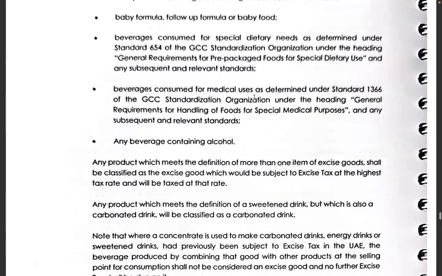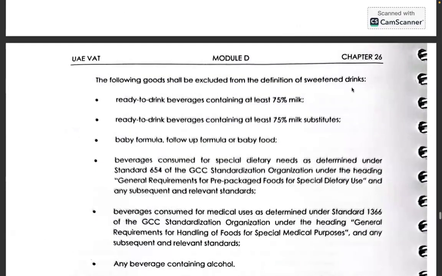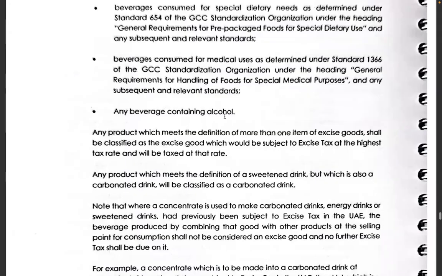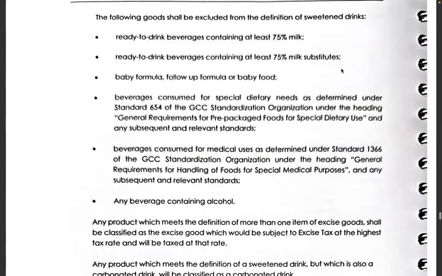Beverages consumed for medical use as determined under Standard 1366 of the GCC Standardization Organization. Standard number 1366, what is that standard? General requirements for handling of foods for special medical purpose. Naturally, as the name suggests, these are special medical purpose foods, so they will be excluded from the definition of sweetened drinks. Any beverages containing alcohol. Very simple one line, but most comprehensive. Any beverage that contains alcohol will be excluded from the definition of sweetened drinks.